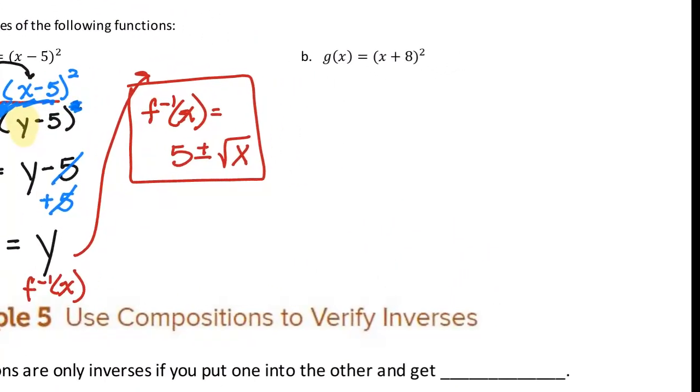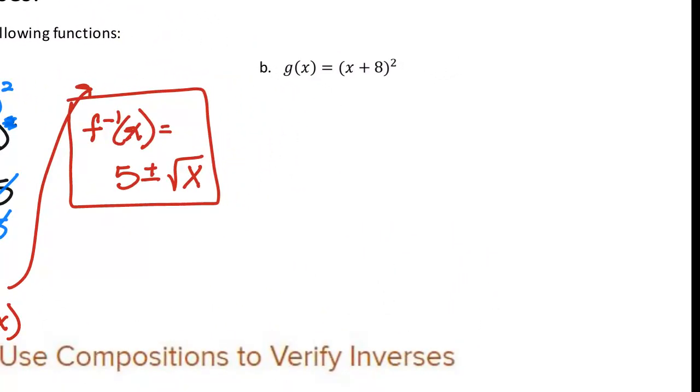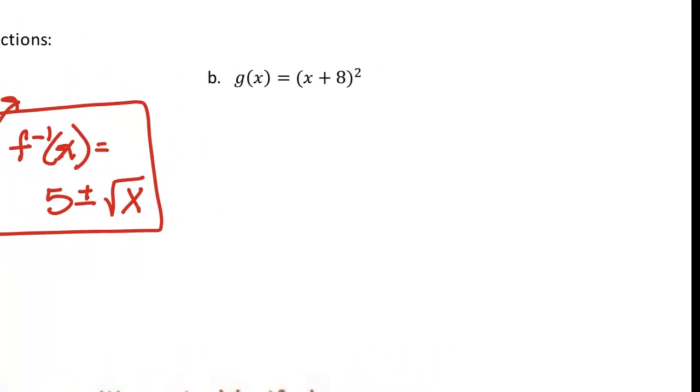So here for letter B, I have g of x is equal to quantity x plus 8 quantity squared. I need to find its inverse, okay? So you're thinking, oh, I need to swap out my x and y. I don't have a y. We need to put a y into this function. Where am I going to put the y?